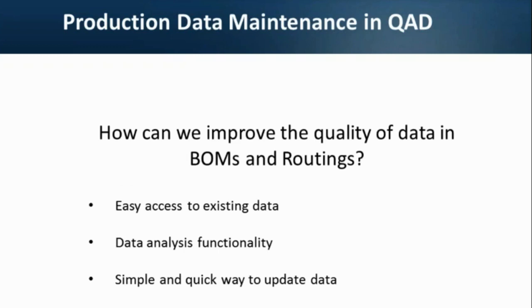How can we improve the quality of data in BOMs and routings? First, we need to know what we have in QAD to know what to improve. So we need a simple, easy, and user-friendly way to review and analyze all existing BOMs and routings. Then we need to be able, in the same simple, easy, and user-friendly way, to update or make changes to them. And what's important, make quick changes to hundreds or thousands of records in a reasonable amount of time. Well, the faster we can do these changes, the better. So the solutions to the high quality of BOMs and routings in QAD are BOM and routing data loaders.